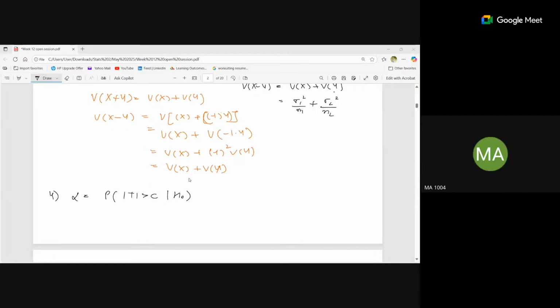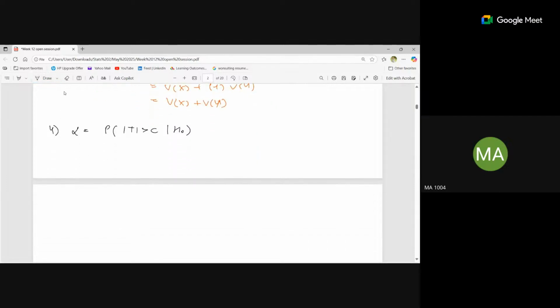Ma'am, if we have two distributions, will it always be the same distributions or could they be different? It will be the same, every time. Okay, so my alpha is the probability of mod of t greater than c given my H naught is true.